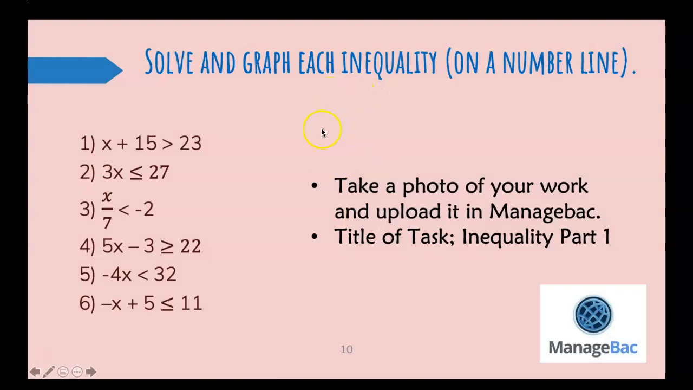So you have all the exercises here. You have to solve and graph each inequality on a piece of paper. Then after, take a photo of your work and upload it in ManageBack. The title of your task is Inequality Part 1.